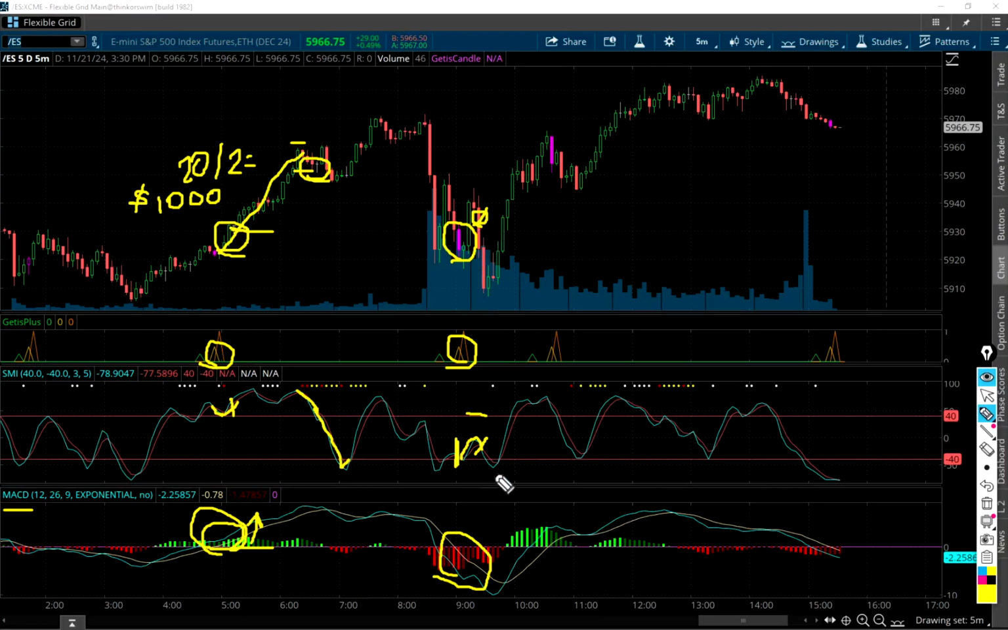Comes all the way down, starts to curl up. You want to get out, right? Because starts getting some momentum. So maybe 59.35. You probably get out at about 59.15. That's 20 points.